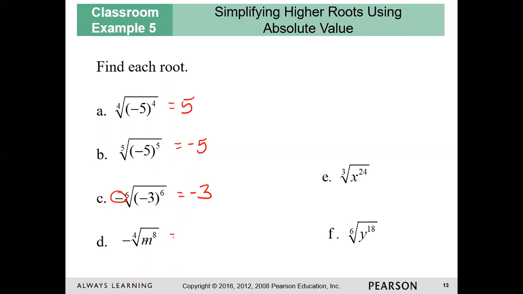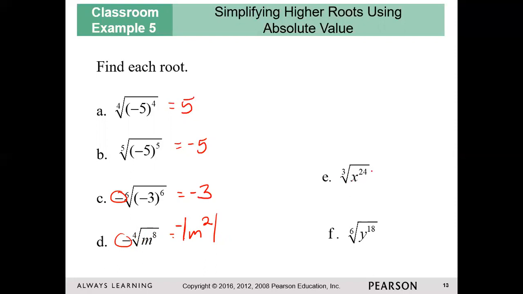This one is interesting because technically we don't know about this rule yet, but I'm going to show it to you anyway. The quick way to figure out what the fourth root of m to the 8th power is, you can just take whatever this exponent is and divide it by your index. And that's going to leave us with m squared. And of course, we know that we need the absolute value because our index is even. So we do need those absolute value bars there. And then, of course, we have this negative hanging out front, so we're going to put our negative in where it belongs.